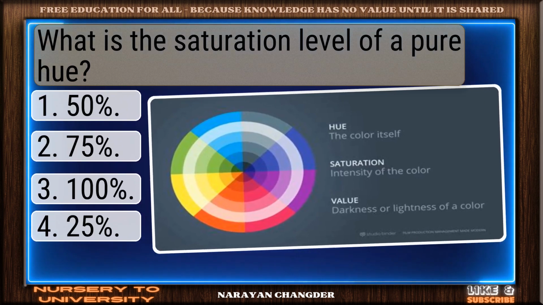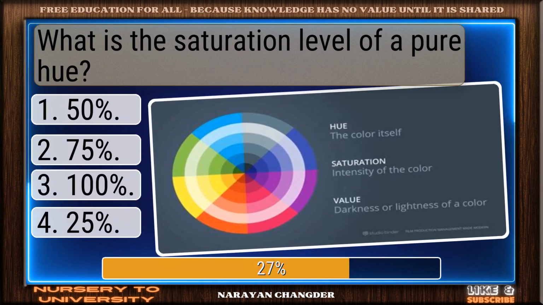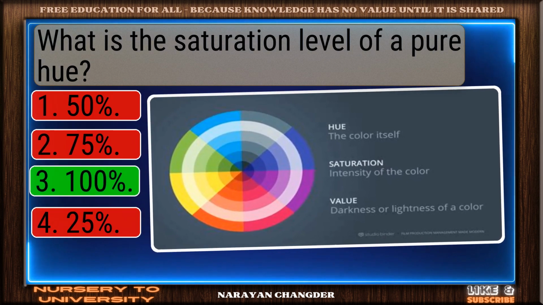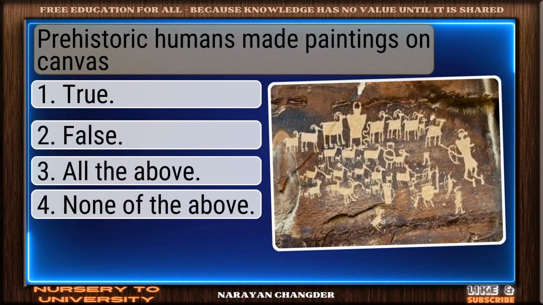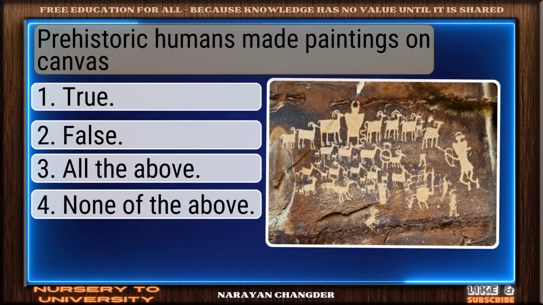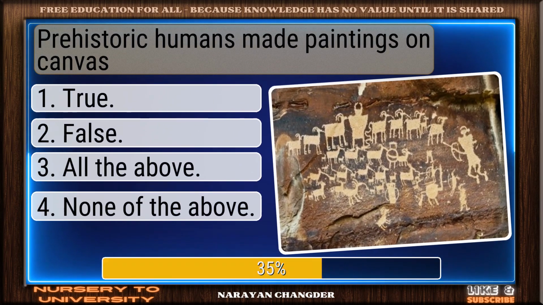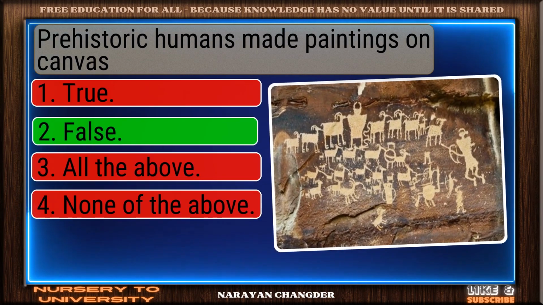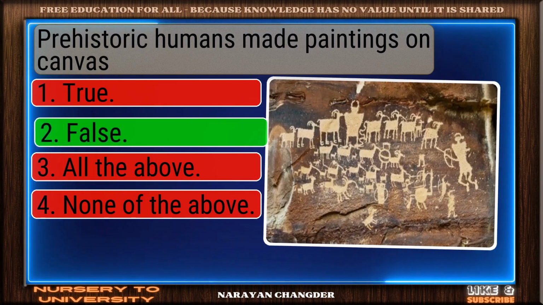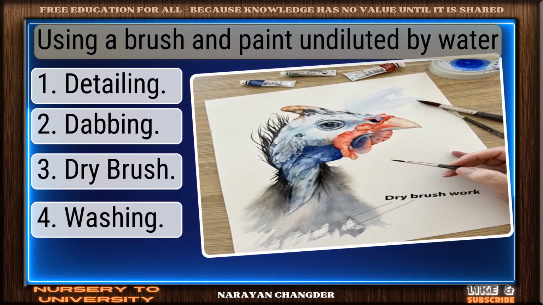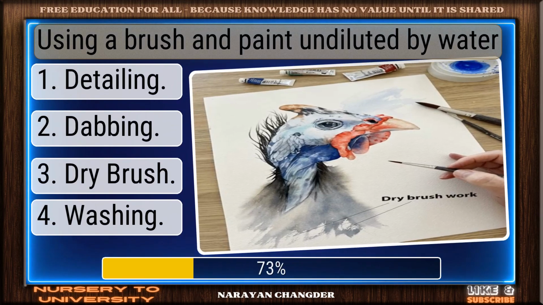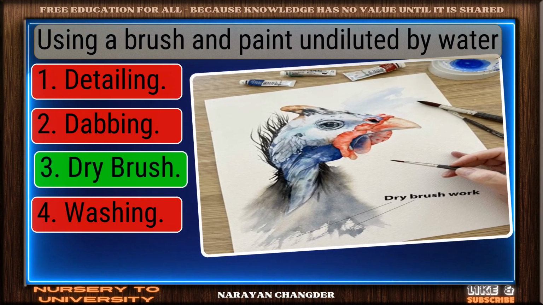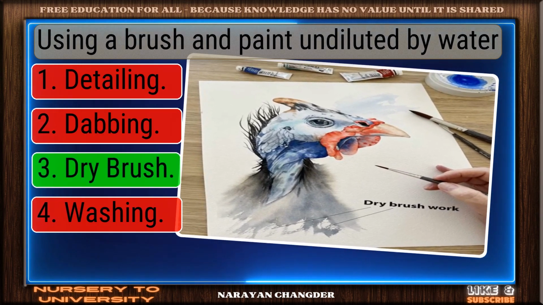What is the saturation level of a pure hue? Nice work. You chose 100% and it is correct. Prehistoric humans made paintings on canvas. Right again. False is a valid answer. Using a brush and paint undiluted by water. Well picked. Dry brush is the correct answer.